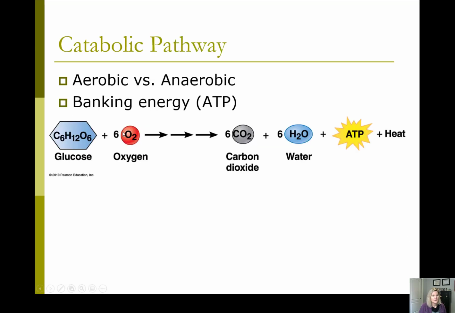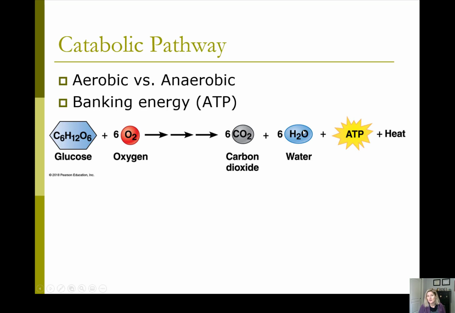So let's take a closer look at that catabolic pathway. This is an example of cellular respiration. In this case it's aerobic respiration, which is the one we're going to be focusing on. The reason it's aerobic is because oxygen is present. So we're going to break down this glucose molecule with the presence of oxygen, and by breaking it down, it's going to release that form of energy that our cells need to work, ATP.